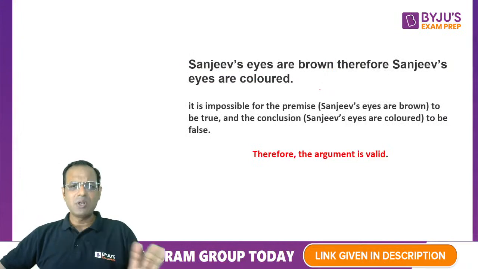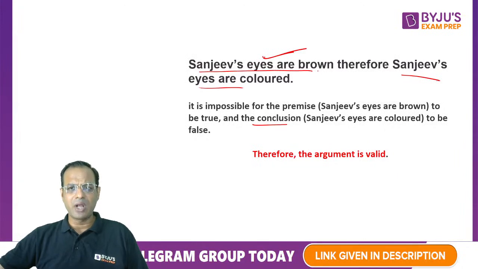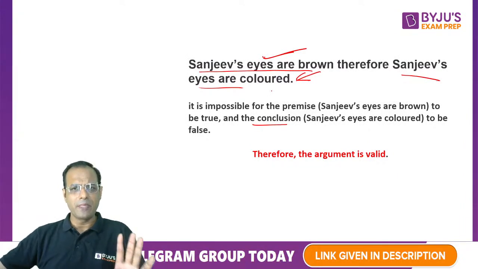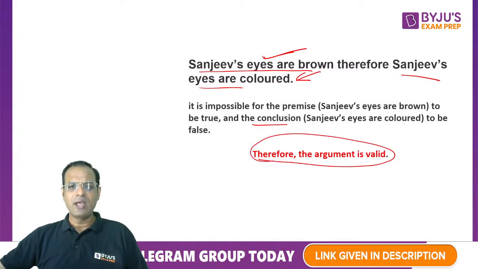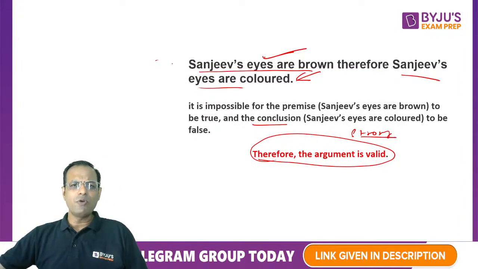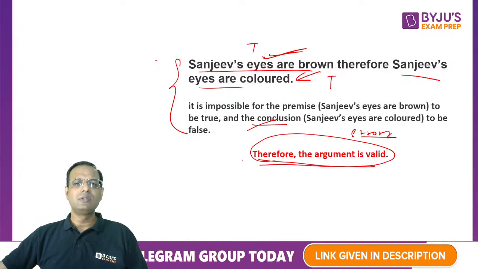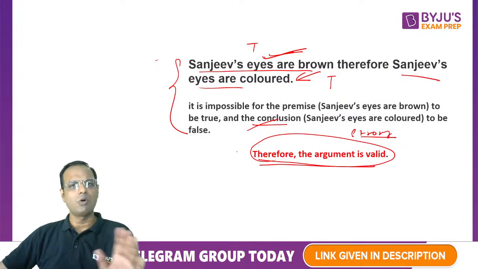All right. Now, it is absolutely impossible for the premise to be true and the conclusion to be false. The premise is true, right? Sanjeev's eyes are brown. Therefore, Sanjeev's eyes are colored because brown is a color. We can conclude that very safely. Therefore, this is a very valid argument and it is a strong argument. समझ में आया? Easy? I'm trying to give you very easy examples over here. So over here, it says Sanjeev's eyes are brown, therefore Sanjeev's eyes are colored. If the premise is true, the conclusion is true. So this is a very valid argument. This is one way of looking at arguments being strong or weak.